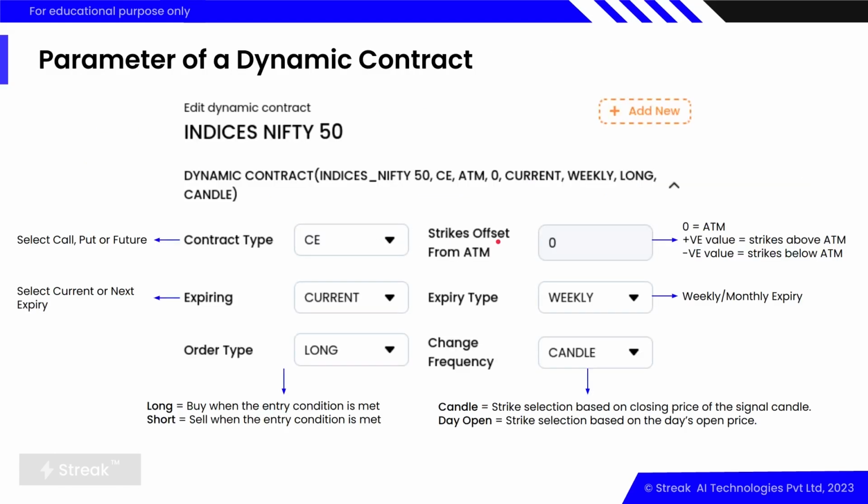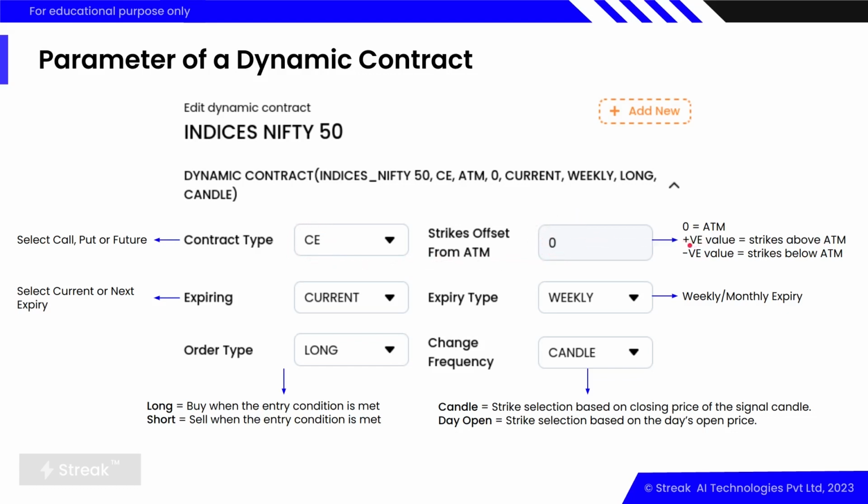So what are the parameters of dynamic contracts? Whenever you create a strategy on the Streak platform using dynamic contracts, you're going to be presented with these options. First of all, you'll have to pick if you want to trade the call or put option. Then you'll have to decide which strike you want to trade. So if I put 0 over here, that means I want to trade the at the money call option. So 0 represents at the money.